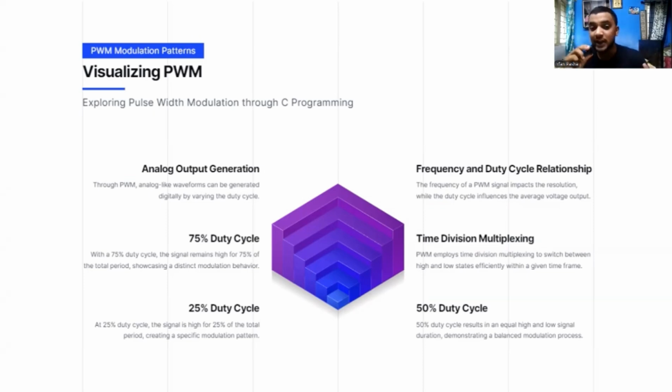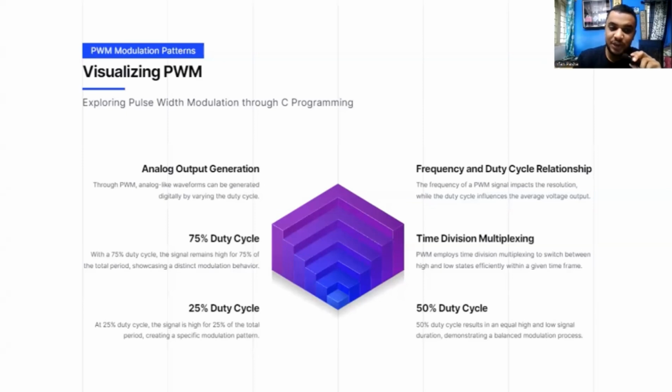We have to understand it through C programming, and for that, we have certain important points we have to write in the checkbook before using the program. The analog output generation. The most important thing is getting an analog output. We get an analog input, we digitalize it, we get digital inputs, we send it to analog signals, and then we receive an analog output. So, generation of an analog output through PWM: analog-like waveforms can be generated digitally by varying the duty cycle. We've discussed what duty cycle is.